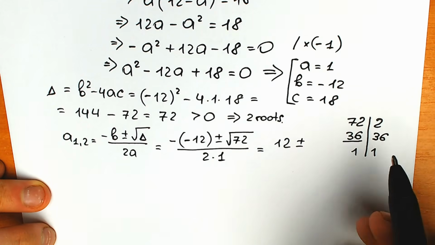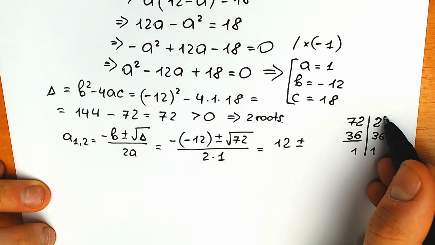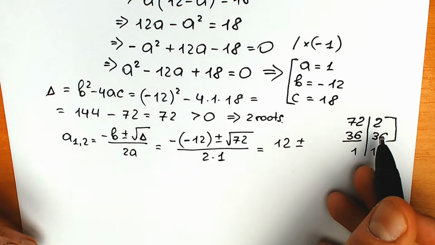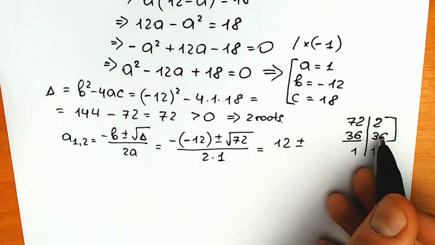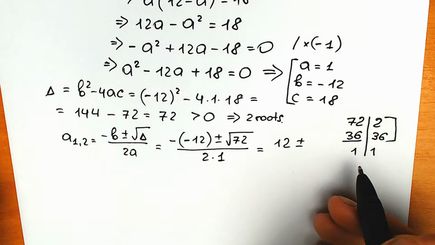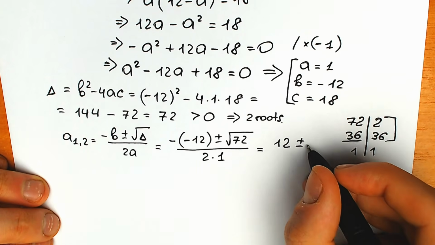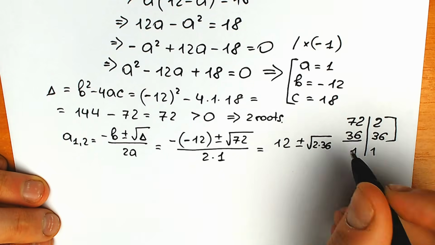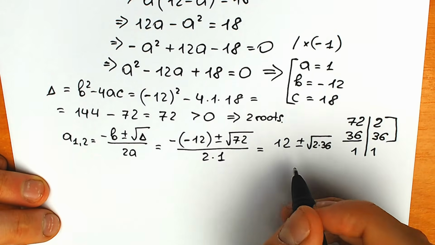So as a result, we can express this 72 as 2 times 36. And why don't we divide the 36 by 2 and by 2 once more? Because the square root of 36 equals 6, so we don't need to divide it more. So 72 equals 2 times 36.